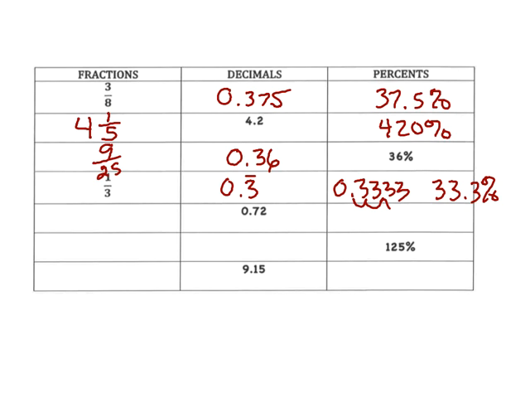0.72, move it to the left 2 spaces, 72%, or to the right 2 spaces. 72%, 72 over 100, and then when you simplify it, it's going to be 18 over 25. 125% is 1.25. We know that 0.25 is 1/4, so it's 1 1/4.